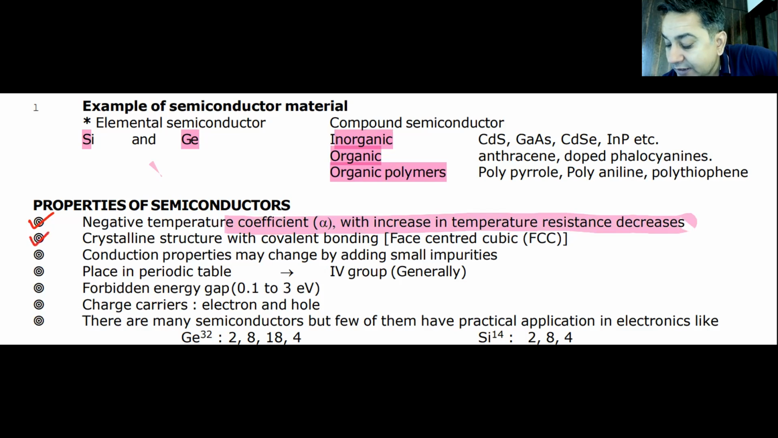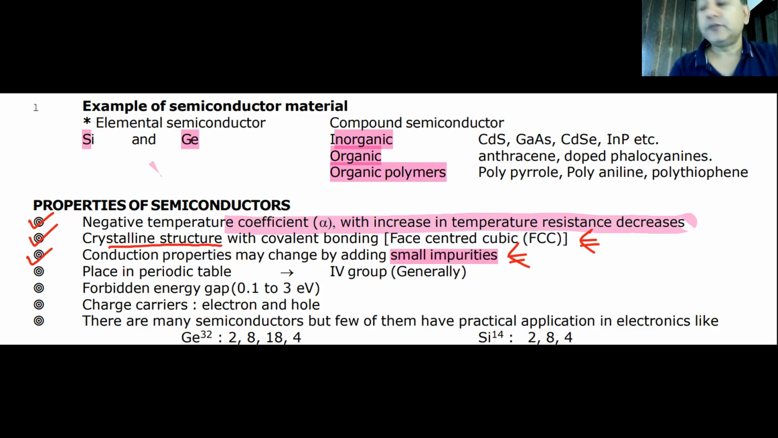They have a crystalline structure with a face center cube. Remember this? Conduction property may change by adding impurities, a very important thing. What are these impurities? We are going to see them, don't worry. We can change their conduction properties drastically by adding impurities. Do we understand this? They are normally in the fourth group of your periodic table.